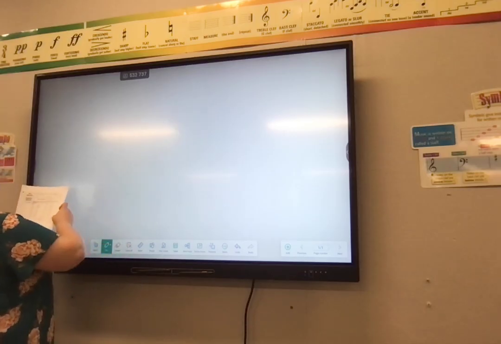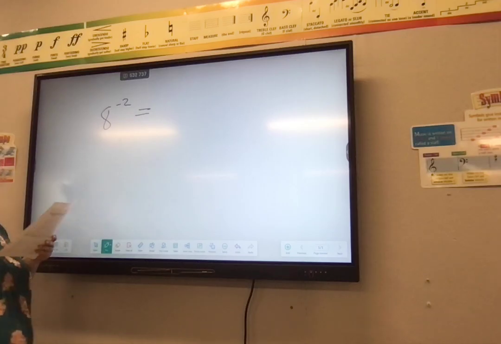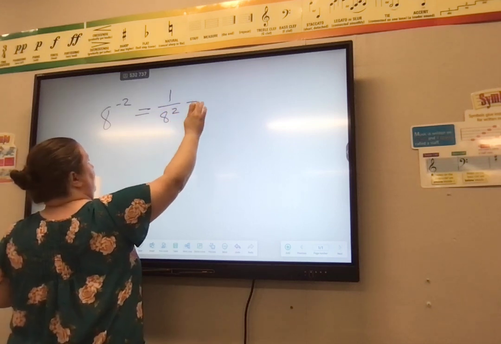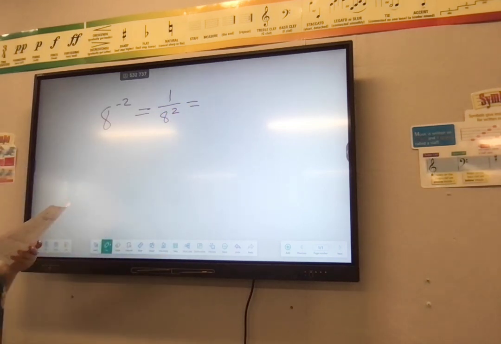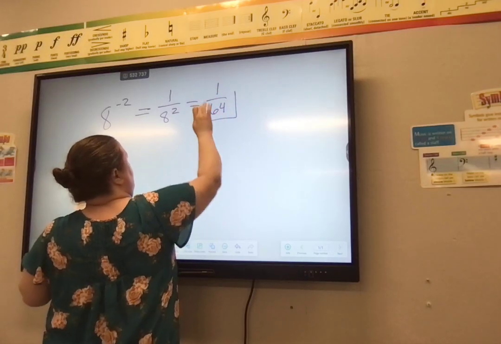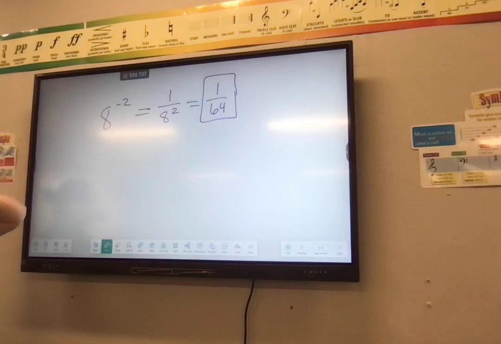All right. What if I have 8 to the power of negative 2? First rewrite it. What would I write? Logan? 1 over 8 squared. Okay. And then simplify it. 1 over 64. Because I did the 8 to the power of 2, and 8 times 8 is 64. Reminder on exponents: it's the base times itself, however many the exponent number is. If it's 2, it's 8 times 8.